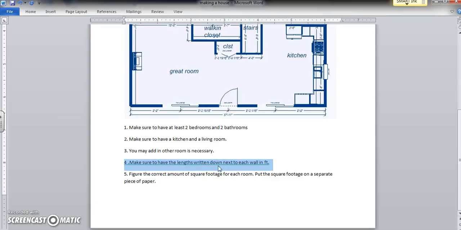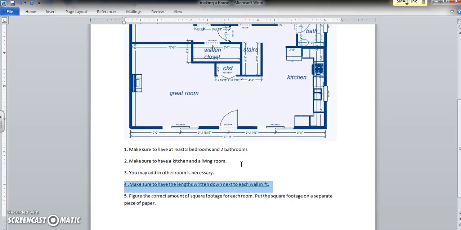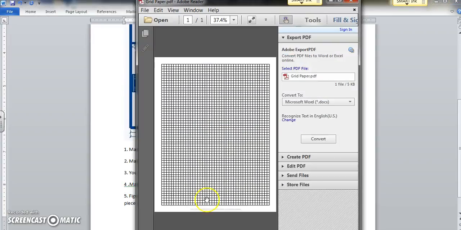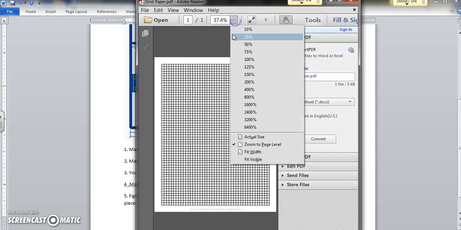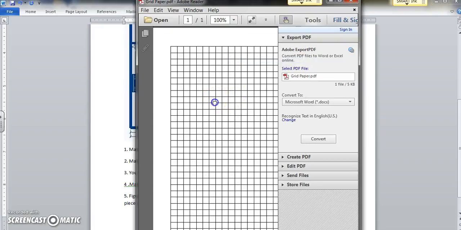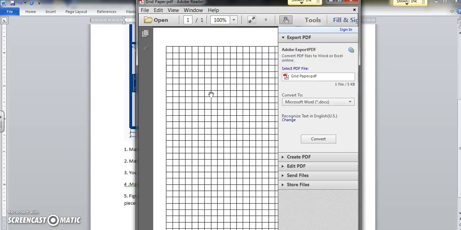Make sure that you have the lengths written down next to each wall. The length of the wall written down next to each wall. For example, here we have 9 feet 9 inches. Now, what we're going to do, though, is our lengths are going to be a little bit easier for you to understand. Each one of these little lines is going to be worth 1 foot. So each little line will be worth 1 foot.